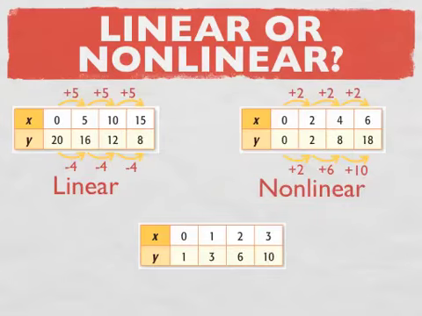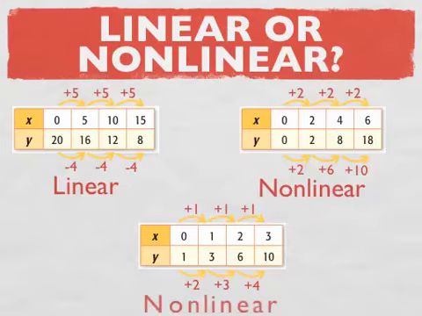And the last table, my x's are increasing by 1. My y's increase from 1 to 3 is 2. From 3 to 6 would be plus 3. And from 6 to 10 would be plus 4. My x's, again, have a constant rate, a constant increase. But my y's do not have a constant increase. Each time that I move to the next y value, I'm adding a different number. So this would, again, be a nonlinear function.